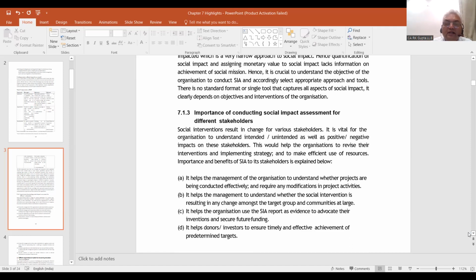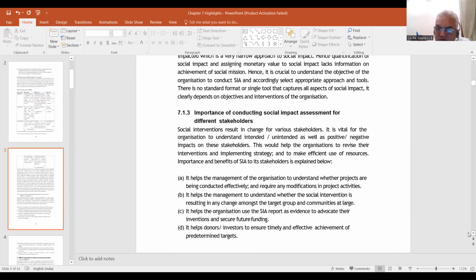First is this. Then it helps the management to understand whether the social intervention is resulting in any change amongst the target group and communities at large. So whether you require a change within. The first advantage of conducting the social impact assessment is for the management itself. That management itself can have an insight whether any change is required or they are going on the right path. This is the first thing.